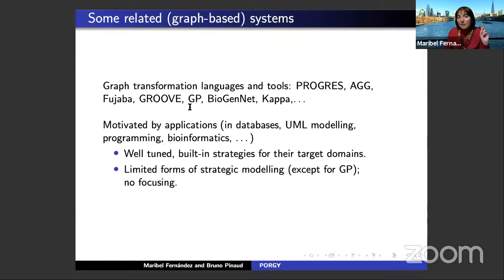On this topic, I should say that GP, on the other hand, is a general graph-based programming language with strategies. So this is not specific to a particular domain. GP is more in the spirit of PORGY. However, there is one difference, which is the interactive view and the development of the derivation tree. GP is more targeted to programming, so it's much more efficient in terms of programming. It can compute the result much faster. And if necessary, you can also backtrack with GP to find other results, but it wasn't designed to actually interact with the derivation tree.